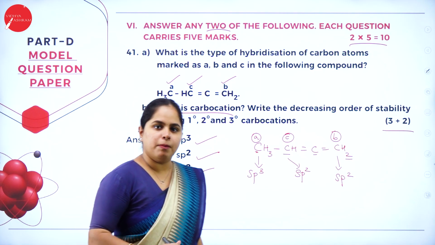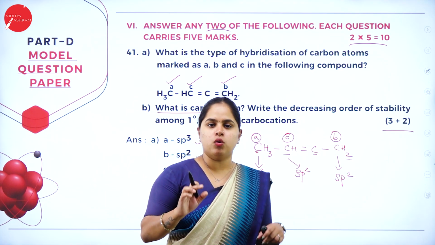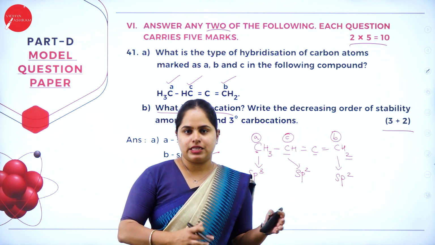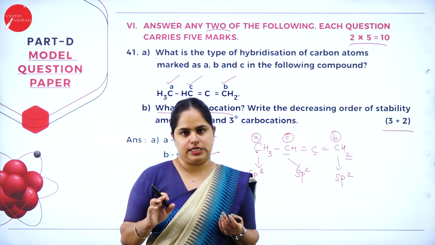I hope this method is clear for you. You just have to count the total number of atoms it is surrounded by, and based on that you can assign sp3, sp2 or sp. I hope it is clear.